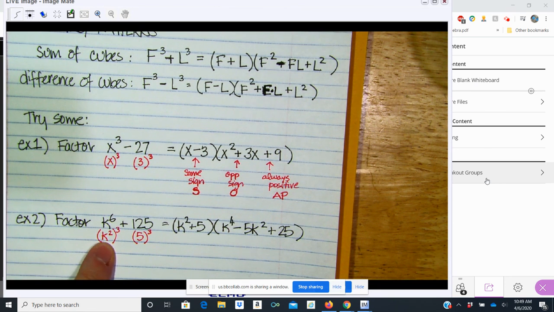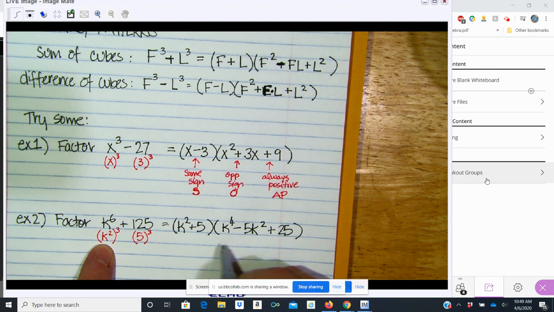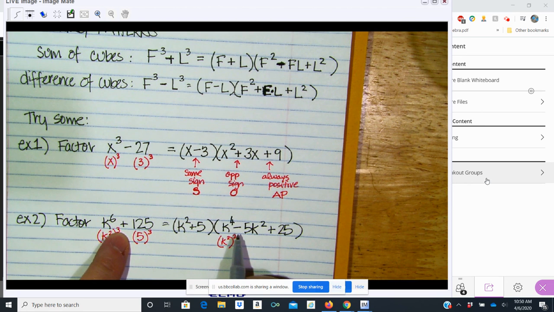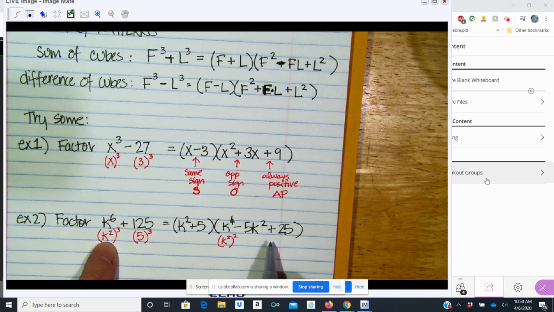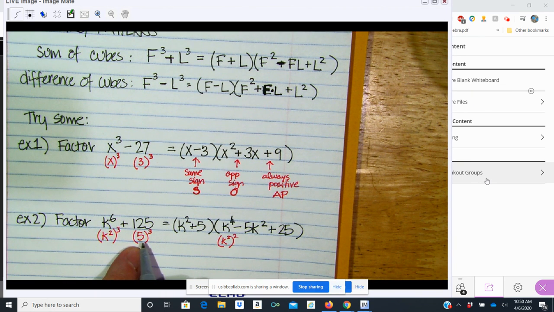It's the first cube root squared. So k squared to the 2nd power. Two times 2 is 4. The sign is opposite what it was. Then it's the cube roots multiplied together. So 5 times k squared. The last sign is always positive. And then it's the cube root squared.